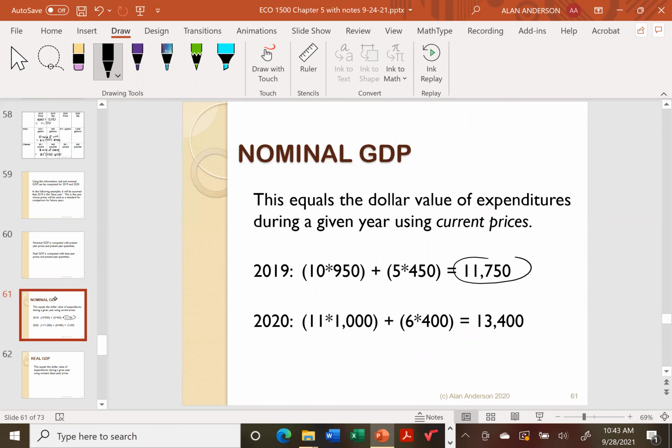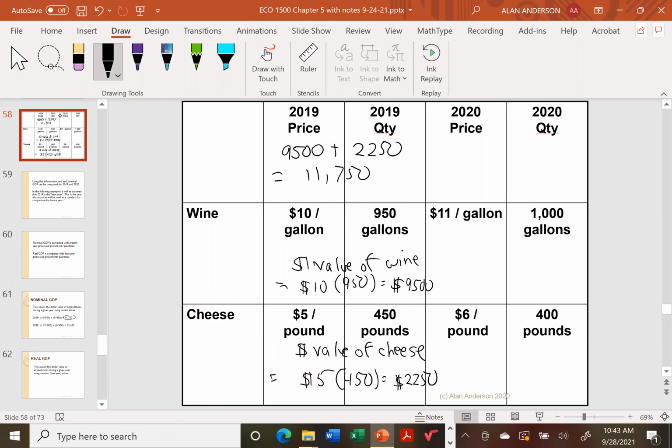Okay, does that make sense to everyone? You're basically just saying, listen, what is the dollar value of what we produced in this year? You multiply the price per unit times the number of units. So the value of the wine is 9,500. The value of the cheese is 2,250. The grand total is 2019 nominal GDP. That's what we actually produced that year using those prices.